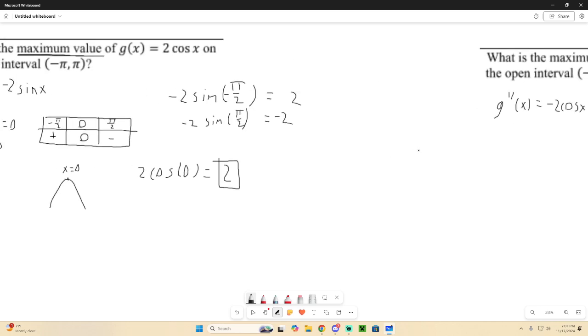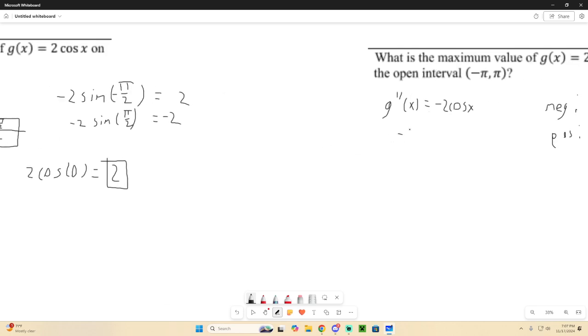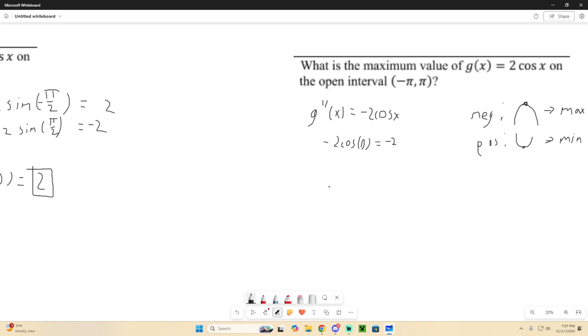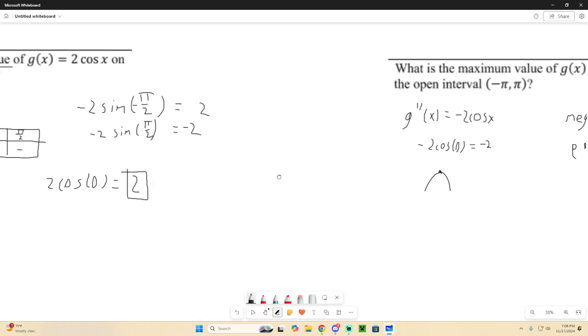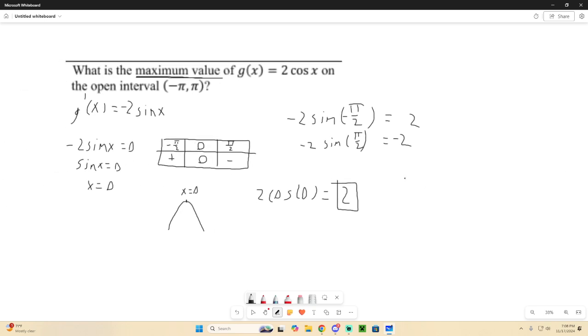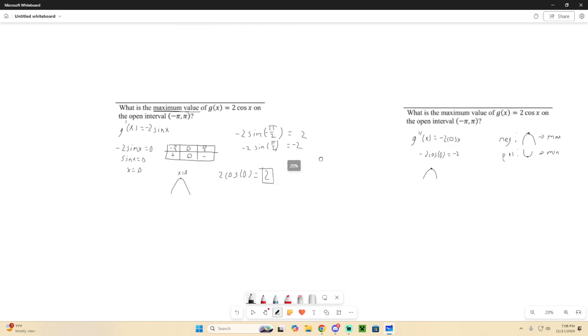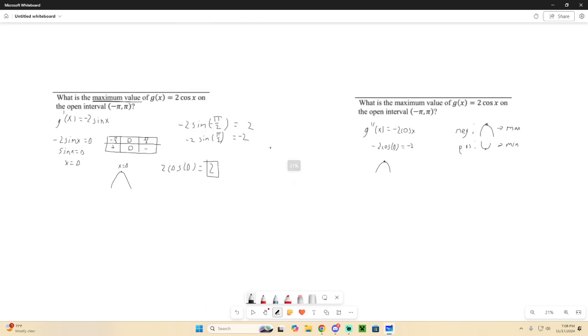So let's plug 0 into our second derivative. We get negative 2 cosine of 0. Cosine of 0 is, again, 1, so we get negative 2. We got a negative number, which means it's concave down, which means our point is going to be our local maximum. So now we know that 0 is the x value of a local maximum. We plug 0 back into our original function, and we get 2, the same as before.